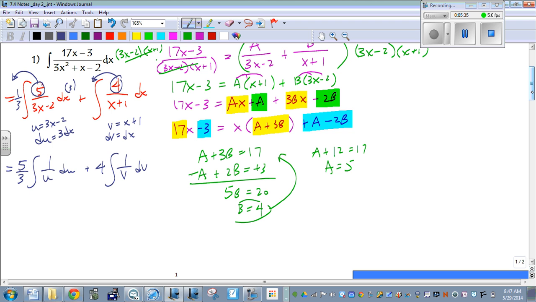So what is the antiderivative of 1 over u du? Natural log of absolute value of u, right? So natural log of absolute value of 3x minus 2 plus 4 times, same thing over here, we get natural log of absolute value of v this time, so x plus 1, plus C.